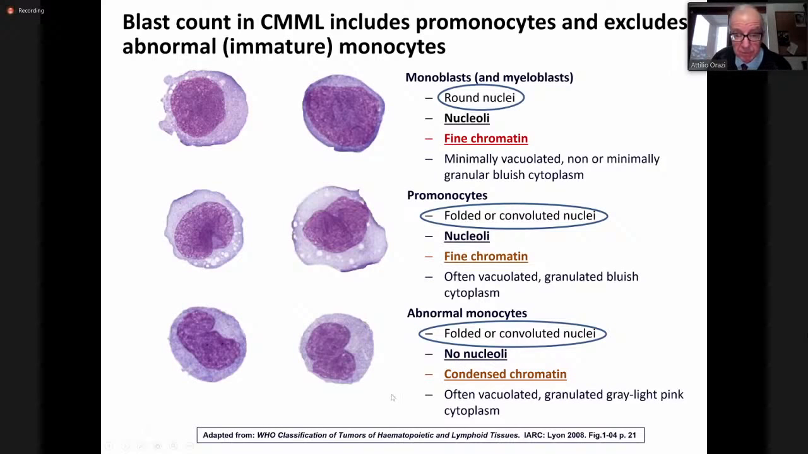So please do yourself a favor, focus on the chromatin, focus on the nucleoli. If there are no nucleoli, the chromatin is condensed. And I think the condensed chromatin is even more important because in my experience, you can actually find some small nucleoli in those, but I'm more concerned if I find fine chromatin. I think the fine chromatin, in my opinion, is the most important. So anyway, this is the way the WHO does it.